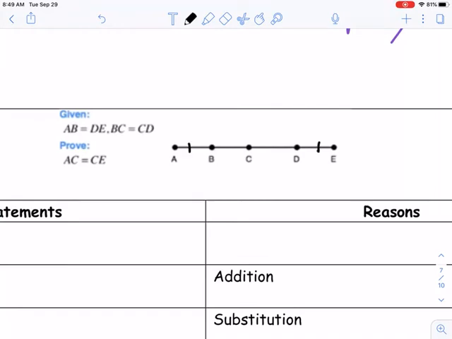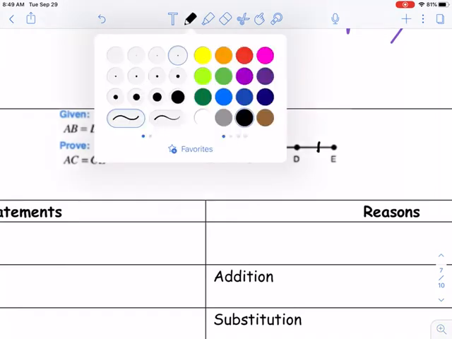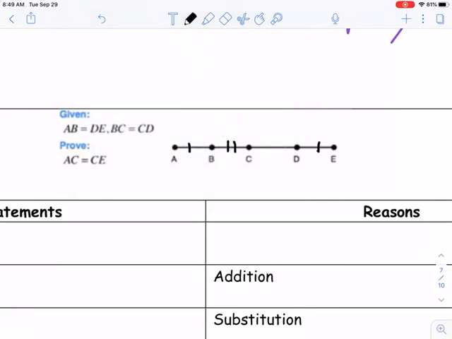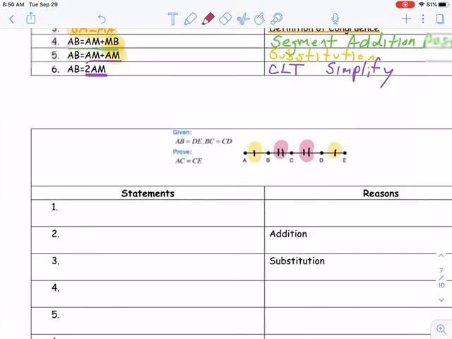AB is equal to DE. So notice how those have 1 tick mark? I can say BC is equal to CD, and those get 2 tick marks. And that helps me, I don't have to color code it. You can just go by the amount of tick marks. It lets you know what's congruent to what. So that's what I get by drawing on my picture. Now I'm going to write my first statement, which is always the given points. It's just what's given to me. And the reason why is it's just given.